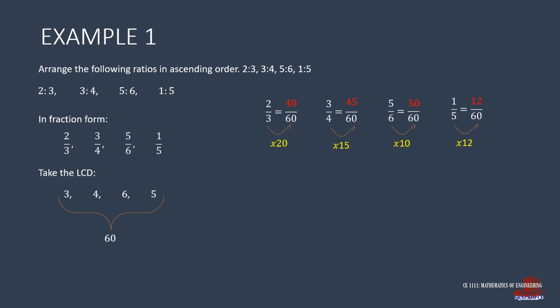Now that all fractions have similar denominators, we can arrange them in ascending order as 12 all over 60, 40 out of 60, 45 all over 60, and 50/60. Then taking their designated ratio, we get 1:5, followed by 2:3, then 3:4, and last is 5:6.